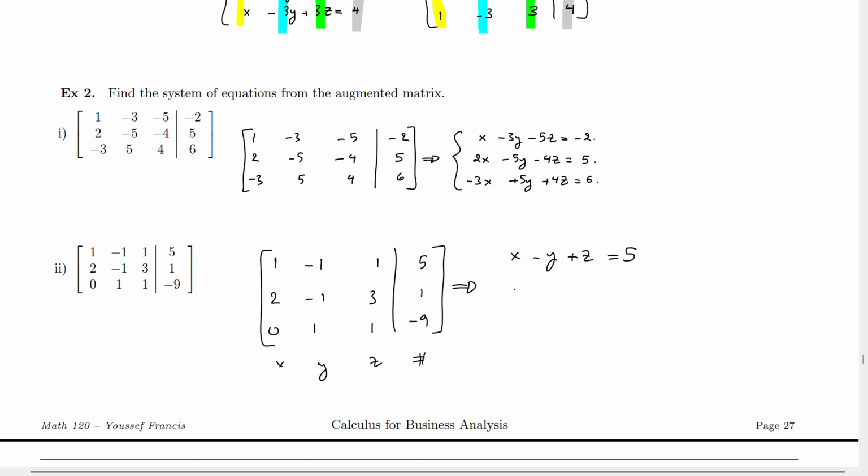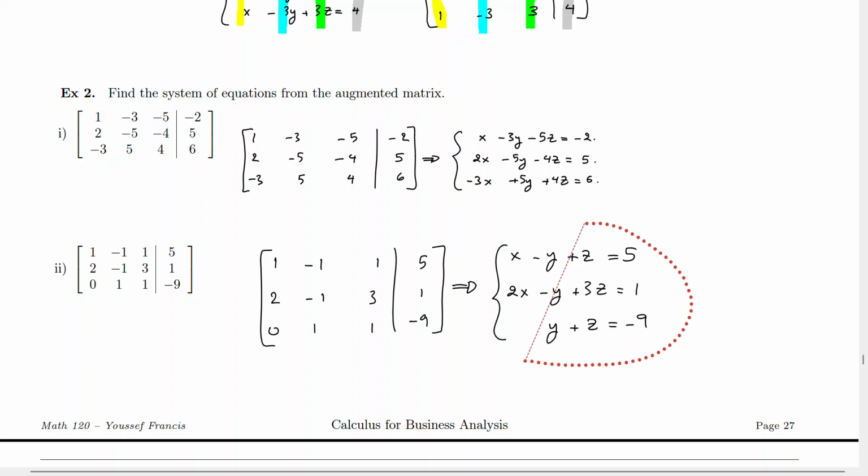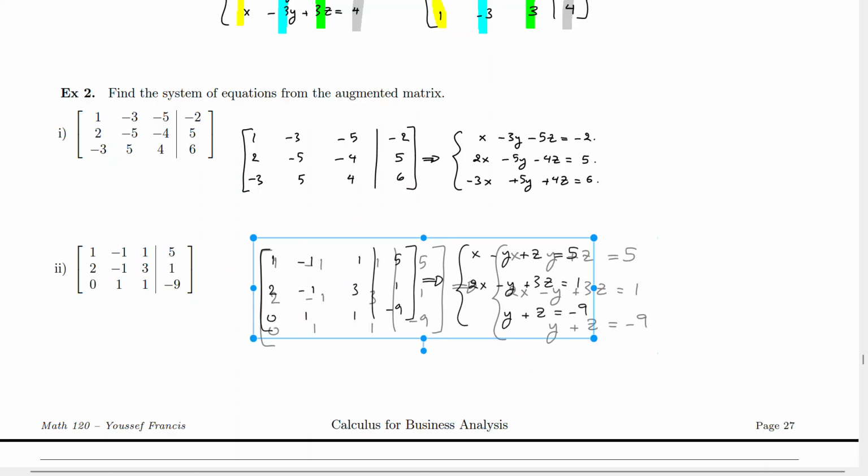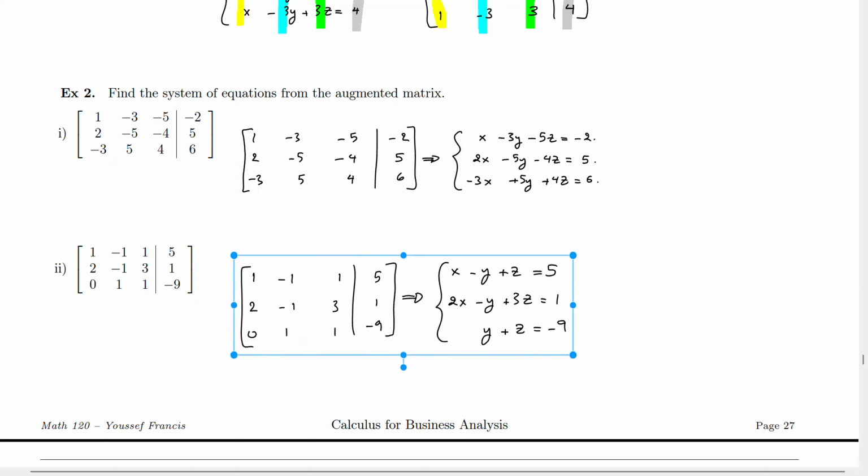The second equation is going to be 2x minus y plus 3z equals 1. And finally, the third equation is 0x, so I'm not going to bother writing it down, but we just have 1y, which is y, 1z, which is z, equals -9. So the third equation is missing the letter x, but that's okay. That's the way it was given, and that's the end. So now you know how to take a system and turn it into an augmented matrix, or go from an augmented matrix back into a system.